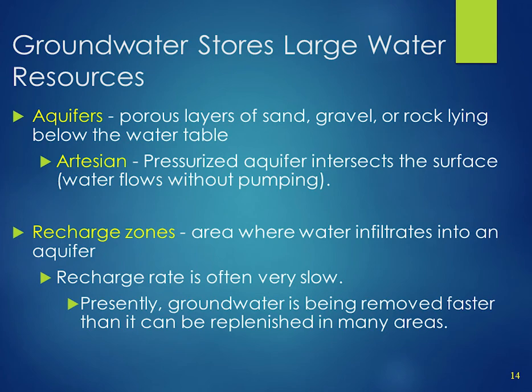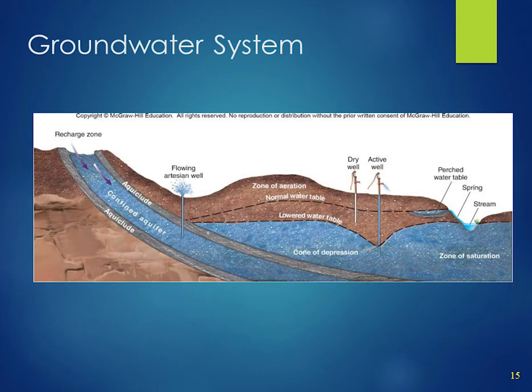Regardless of the location, the aquifers are recharged, as is all groundwater, by precipitation. One thing to keep in mind is that the area where this recharge occurs may not be near the actual aquifer. These recharge zones can often be miles away from the aquifer location. An illustration of the groundwater system.